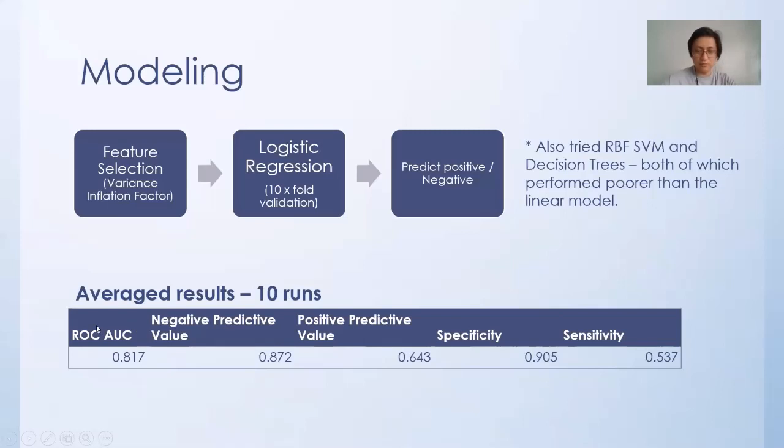Our ROC-AUC is 0.81. The negative predictive value is 0.872, positive predictive value is 0.643, specificity is 0.9, and sensitivity is 0.53. So these are not the best results. What I can get from this is that it's having a little trouble detecting those who are positive. But again, you're not trying to detect per se as a diagnostic test. We just wanted to see the associations of our variables to COVID-19.